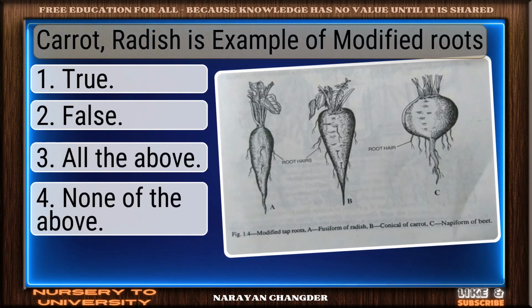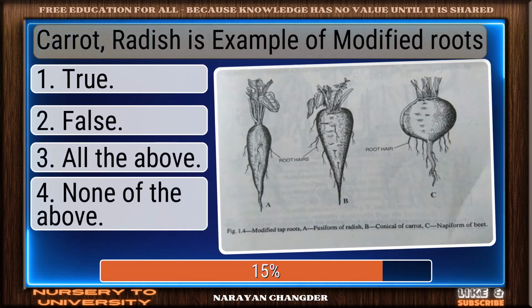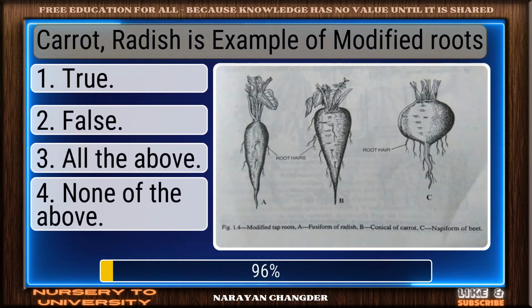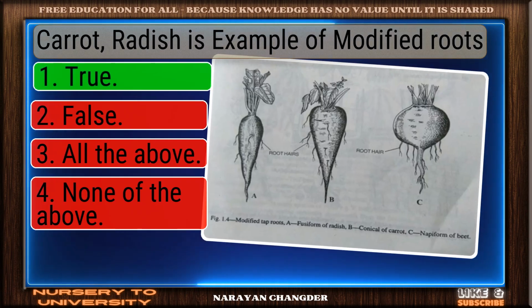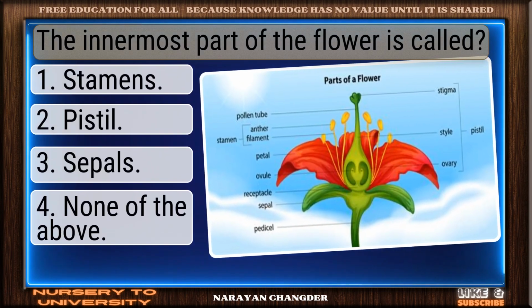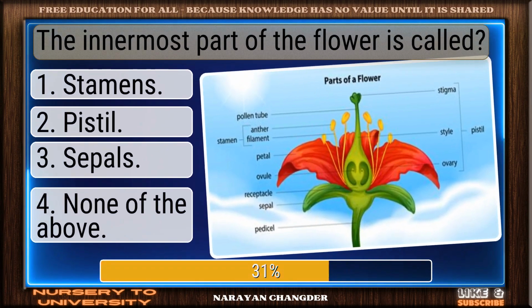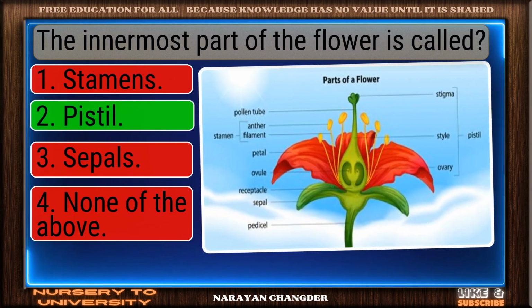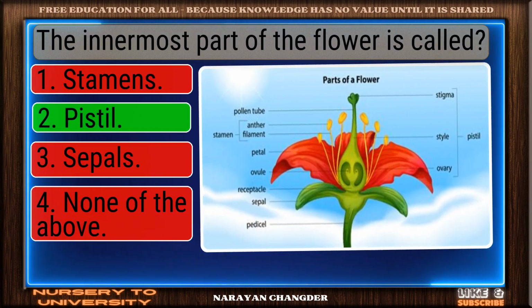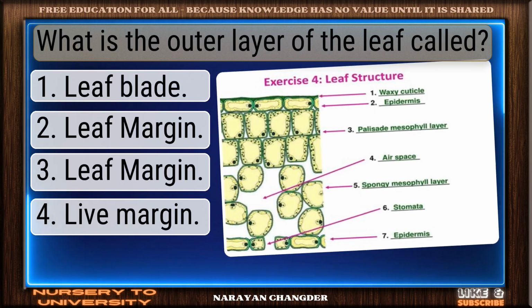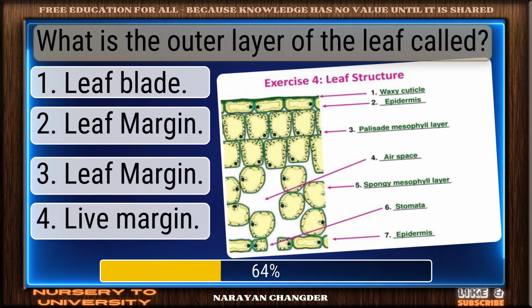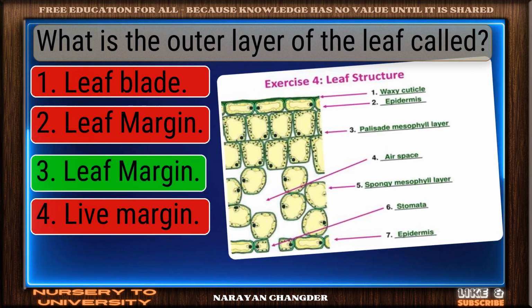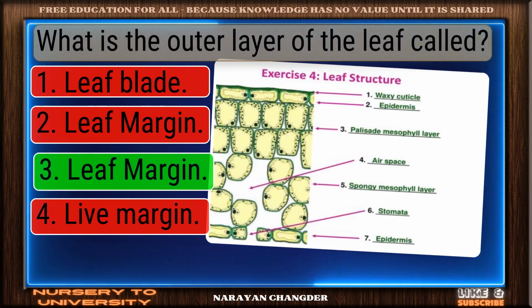Carrot, radish is example of modified roots. Nice work. You chose true, and it is correct. The innermost part of the flower is called. Excellent choice. Pistil is the right answer. What is the outer layer of the leaf called? Well picked. Leaf margin is the correct answer.